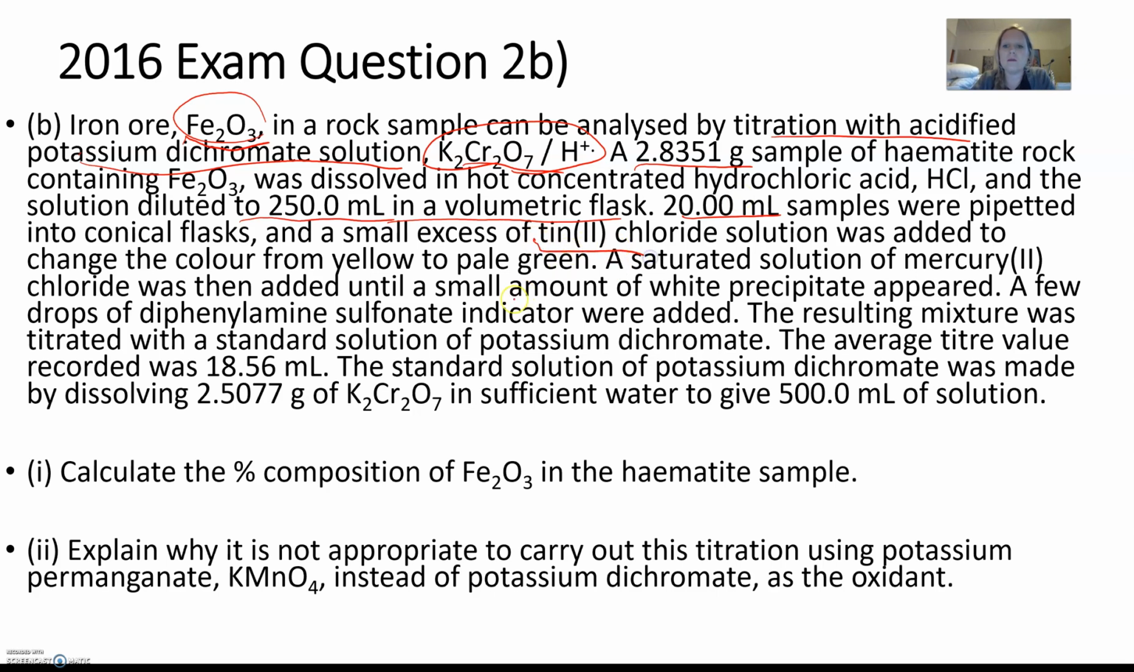Okay, so tin chloride was added and it changes color, telling you that something's reacted. So that's why they're telling you that there's been a color change. So you know that a reaction has occurred here. And a saturated solution of mercury 2 chloride was then added and a small amount of white precipitate appeared. A few drops of this indicator were added and it was titrated with potassium dichromate.